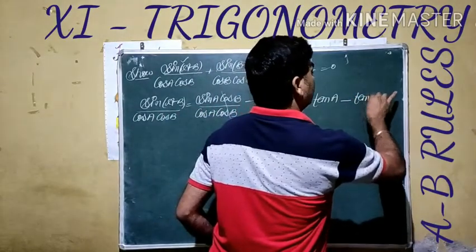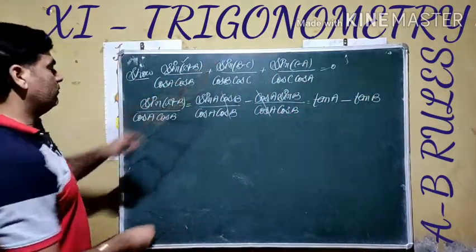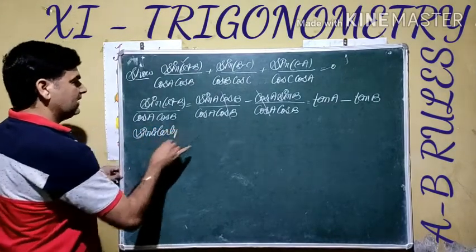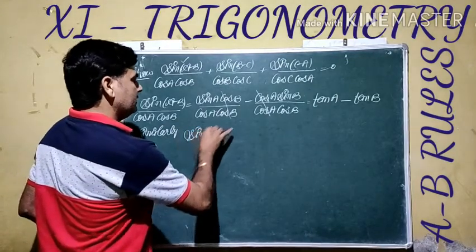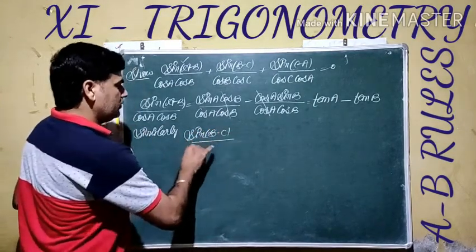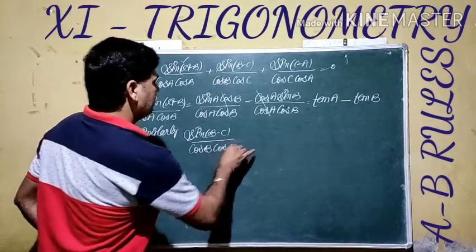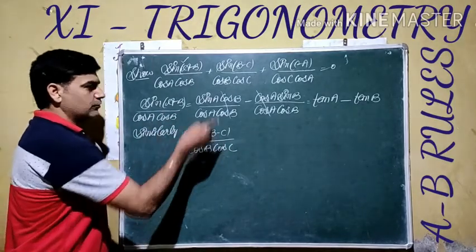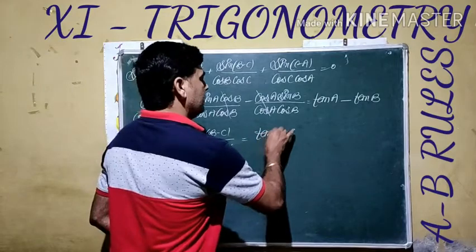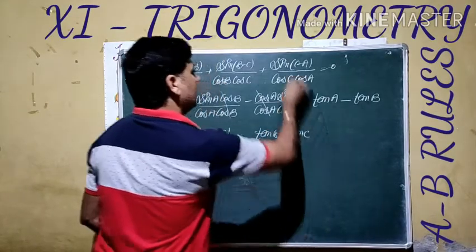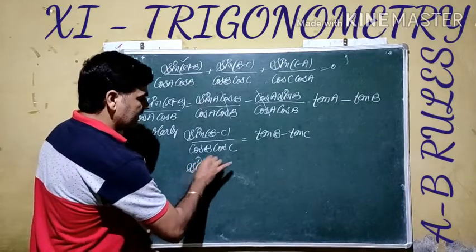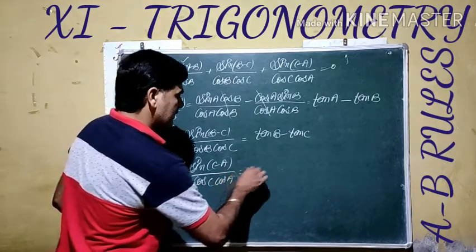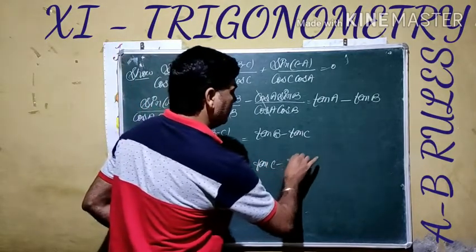which means tangent B. If you see the pattern, to find this value we are going to write similarly. We can write like this: sin of B minus C divided by cos B cos C. If we see the previous one, A is replaced by B, B is replaced by C. So we are going to change the same here. And the third term is given by sin of C minus A divided by cos C cos A. It gives us tangent of C minus tangent of A.